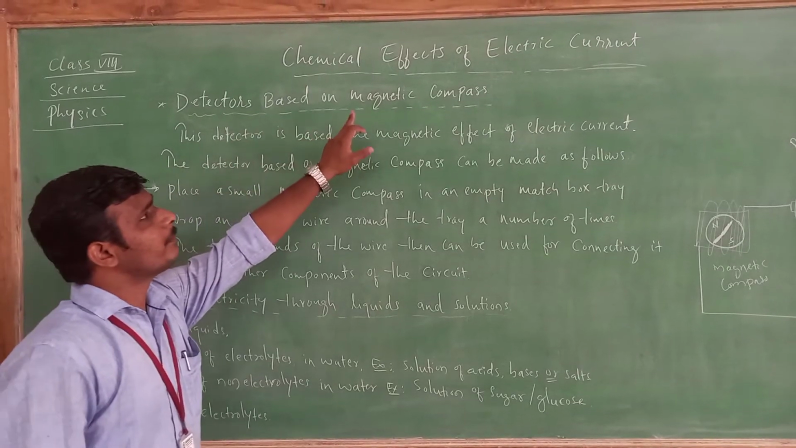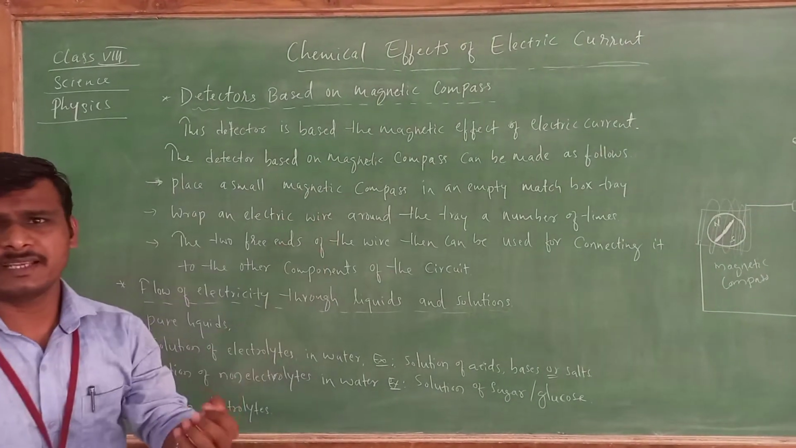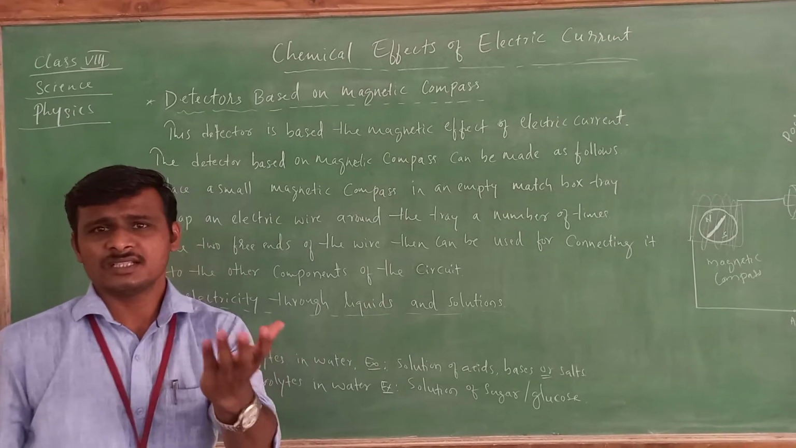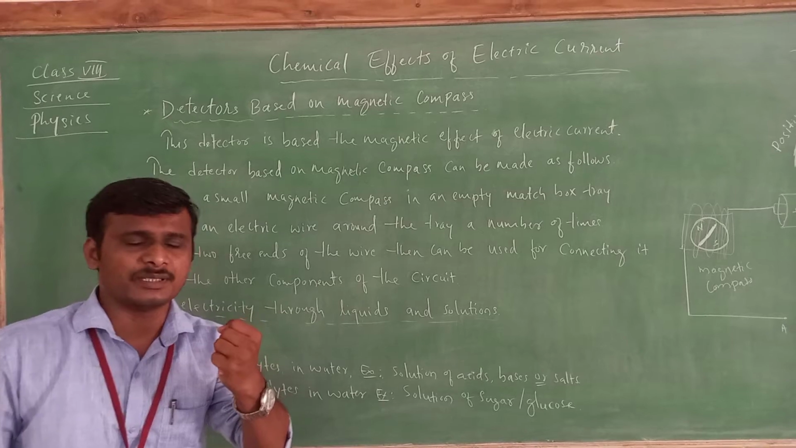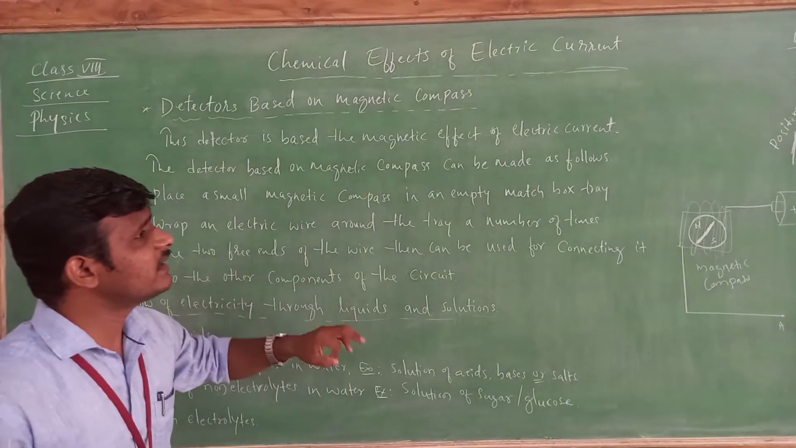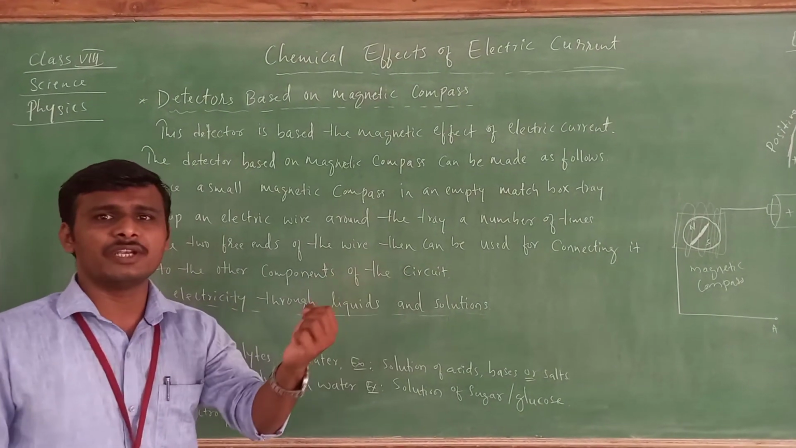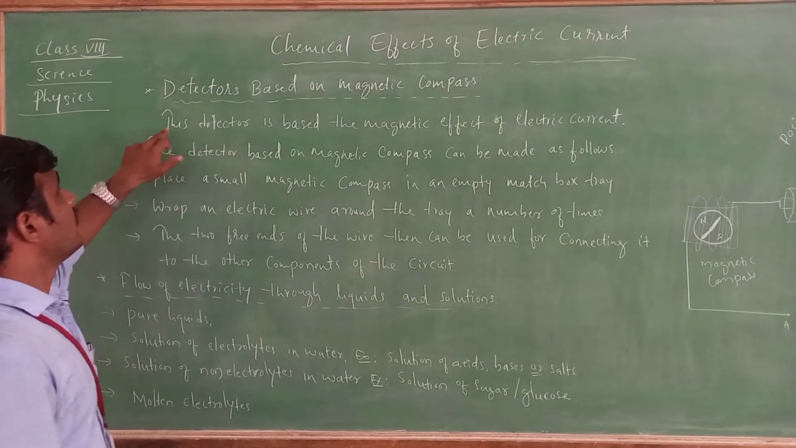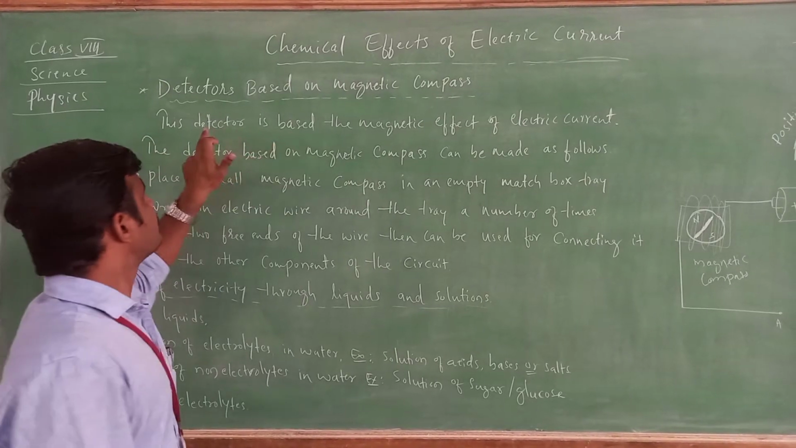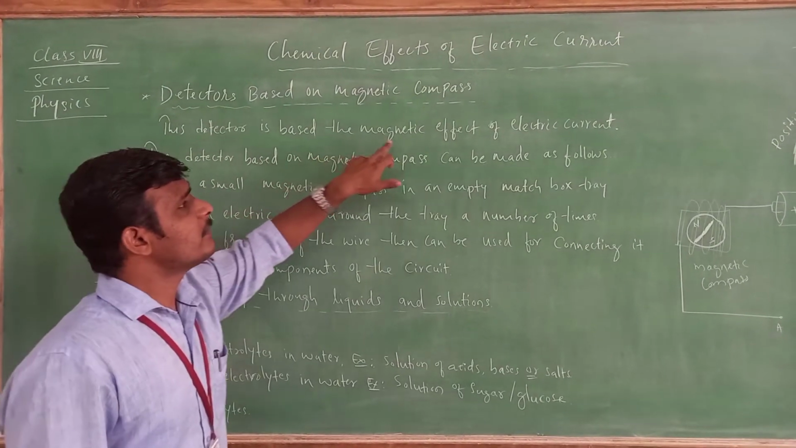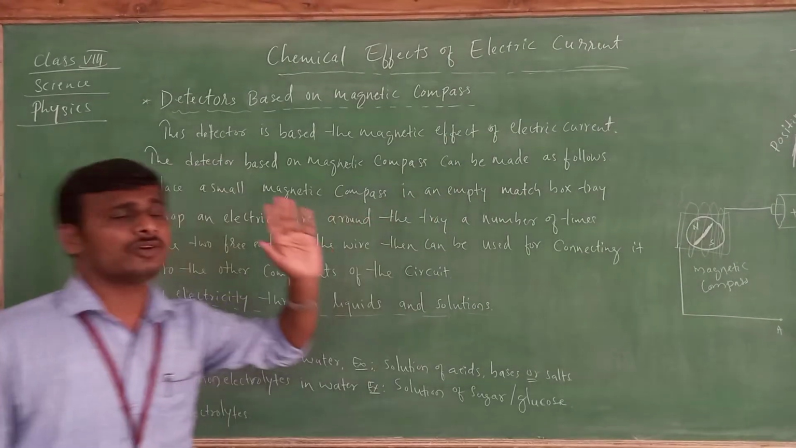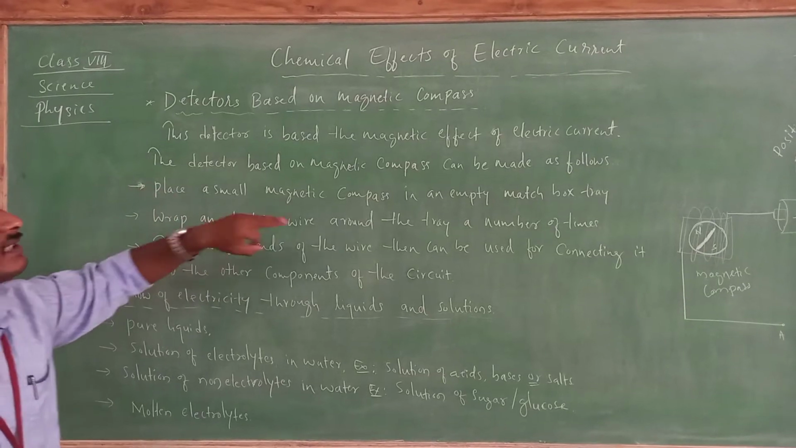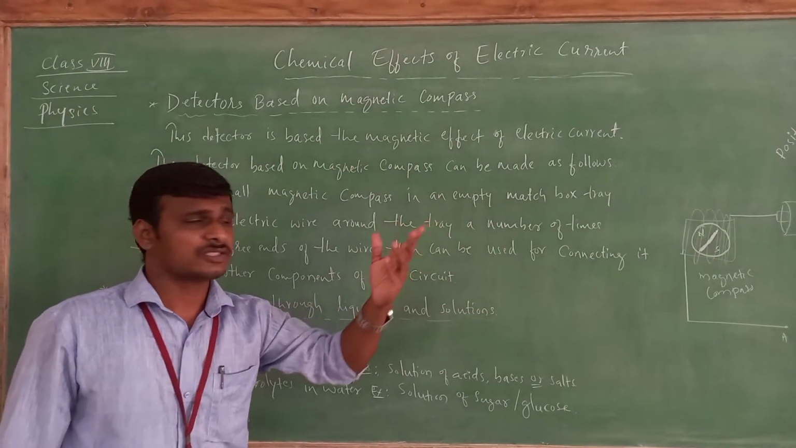Detector based on the magnetic compass. You know the magnetic compass, which we use to know the directions. To detect the flow of electricity in a circuit, there also we are going to use the magnetic compass, right? So this type of detector is called a magnetic effect of electric current. The detectors where we use the magnetic compass are called magnetic effect of electric current detectors.